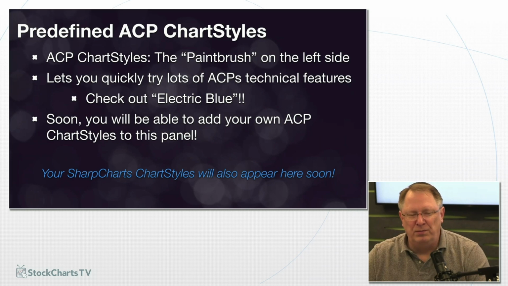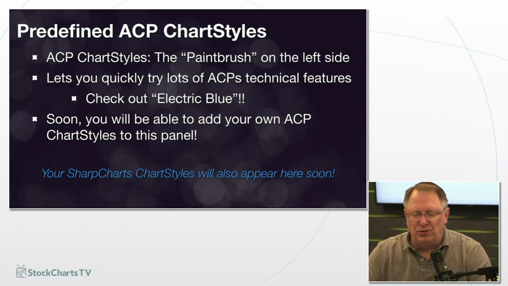It may be that your 1-minute charts are going to have a different moving average. They might have a different set of indicators, so on and so forth. You want to save that as a different chart style. Chart styles are stored under the paintbrush icon on the left side of ACP. So it's actually right underneath the artist palette.